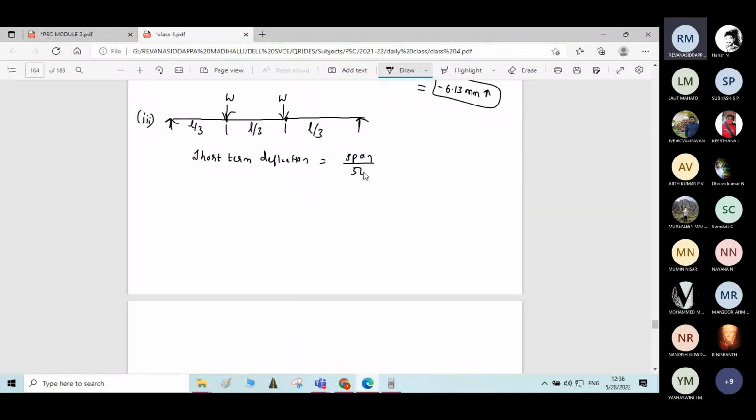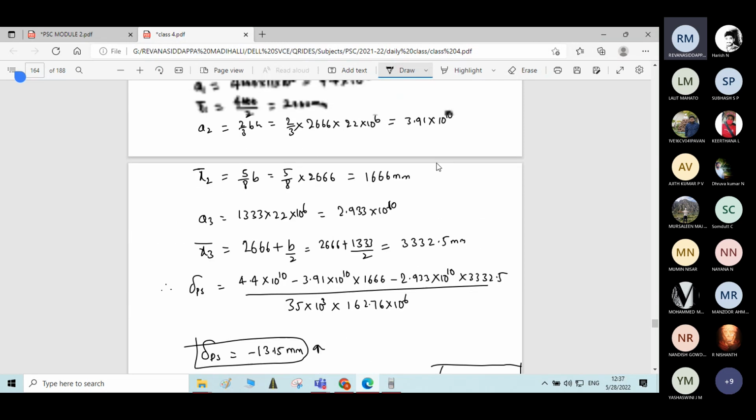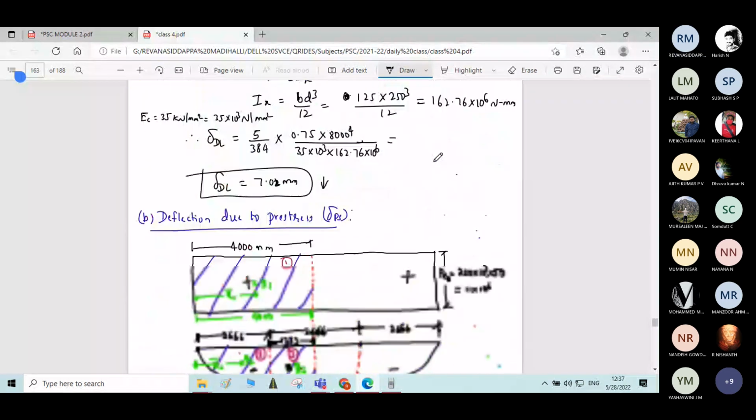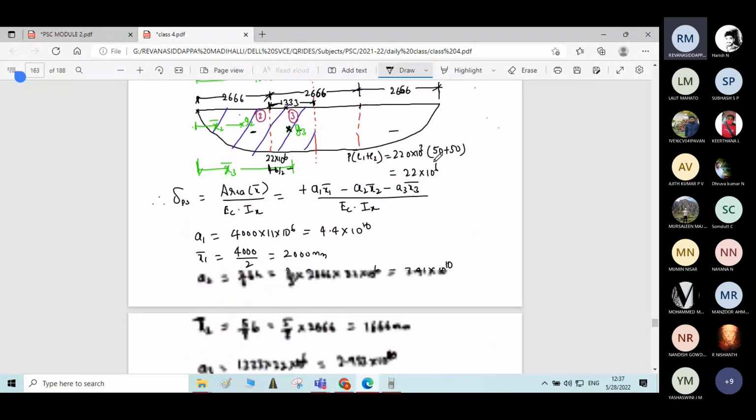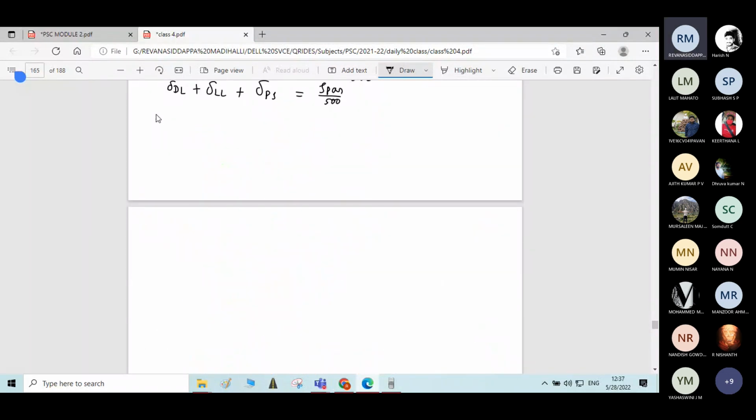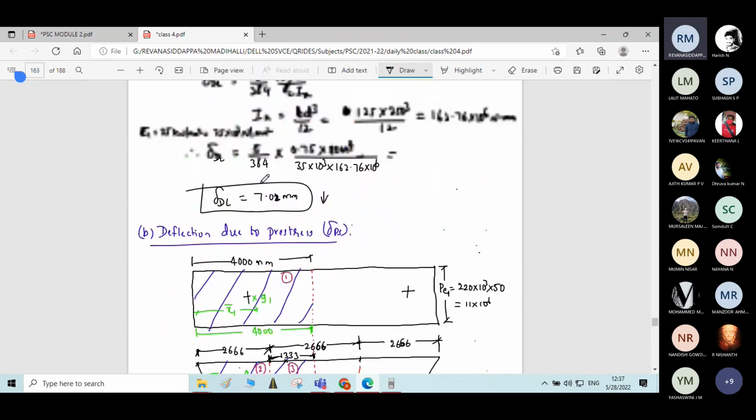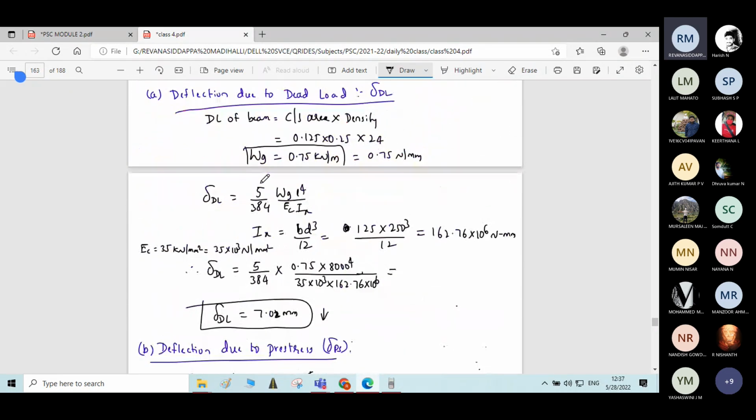Short-term deflection is nothing but the sum of deflection due to dead load plus deflection due to live load plus deflection due to pre-stressing force, which is equal to span by 500. Okay. Deflection due to dead load is known. It is 7.02 mm, plus deflection due to live load, which we have not determined.